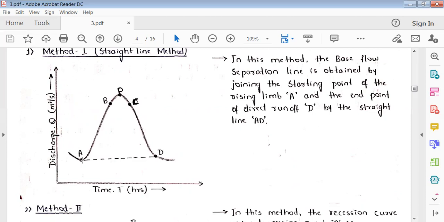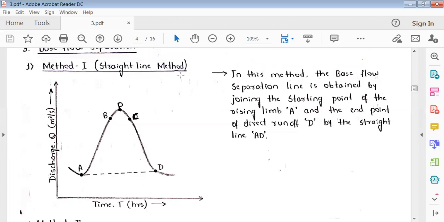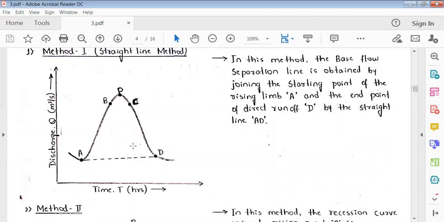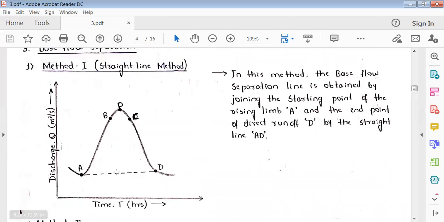Point A is the start of the discharge. B is the point where it is taking a crest, that is, B to C is called the crest. P is the peak, the highest rainfall, and D is the stop of the rainfall. So in this first method, if you want to separate the base flow, anything below AD is the base flow separation. We are separating the hydrograph from the base flow.